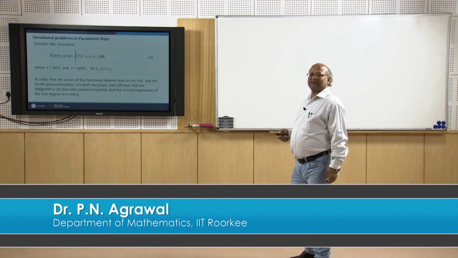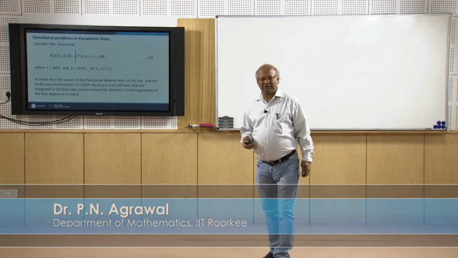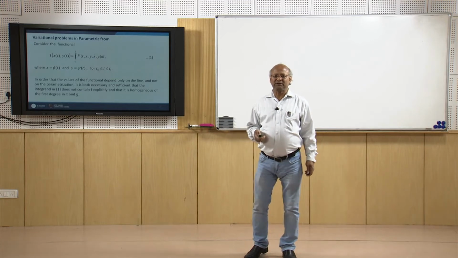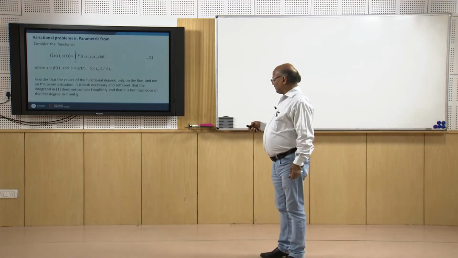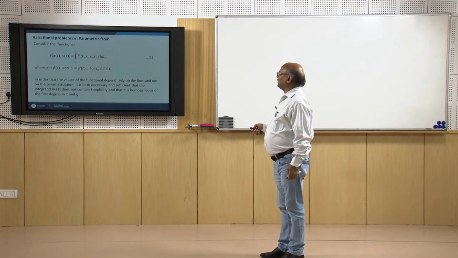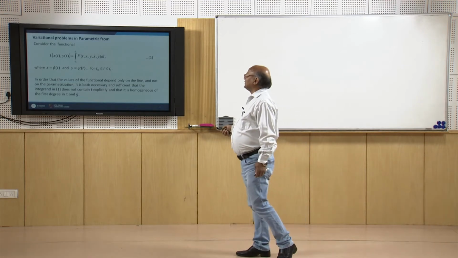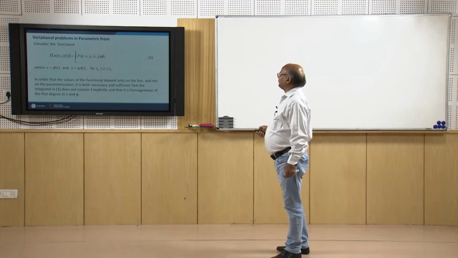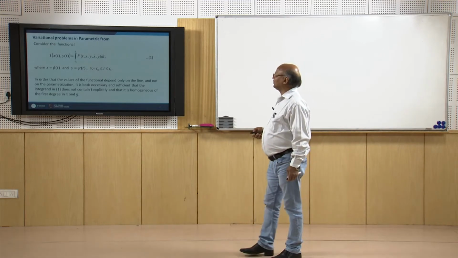Sometimes it is convenient and advisable, to extremize the variational problem, to consider the variational problem in the parametric form. In the parametric form, we have the functional I depending on x and y, and x and y are functions of the parameter t, and the integral is from t naught to t1 of f(t, x, y, x dot, y dot) dt, where x is given by phi of t and y is given by psi of t for t naught less than or equal to t less than or equal to t1.